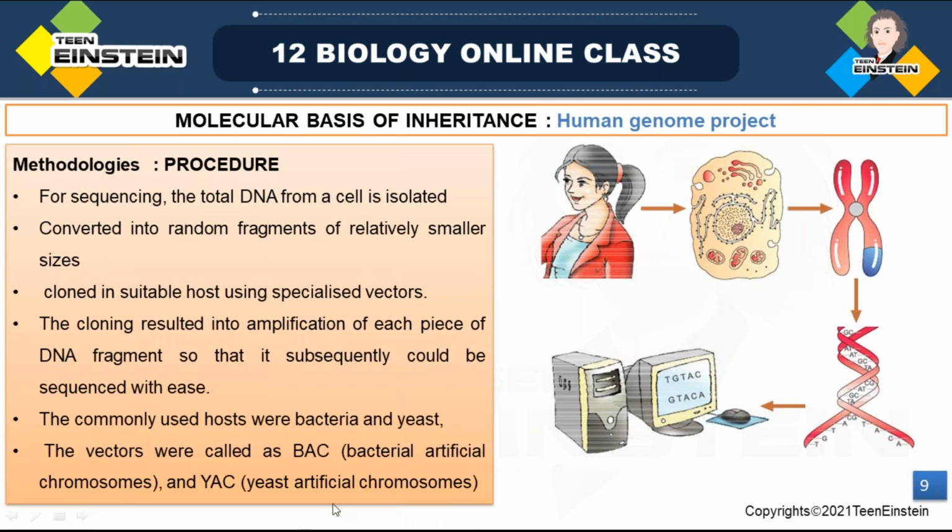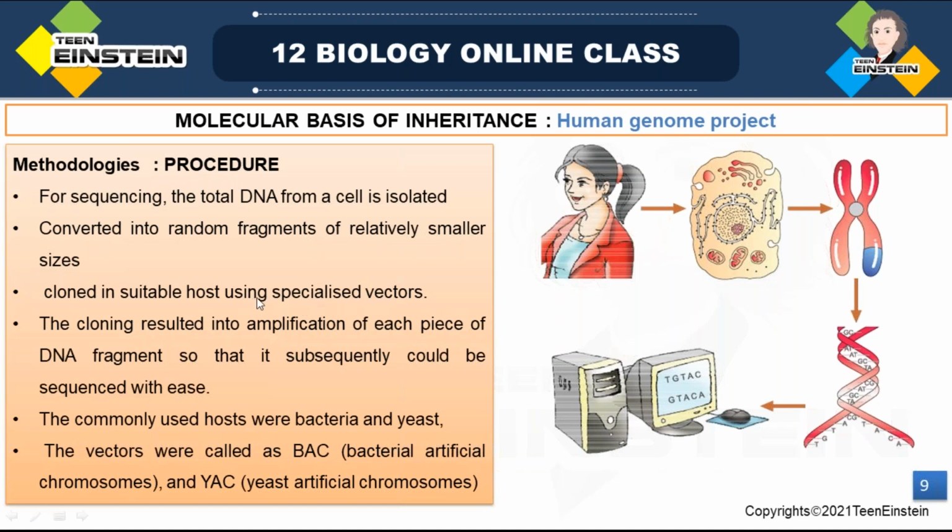Yeast artificial chromosome, YAC. Okay. So for sequencing, first the total DNA is isolated from the cell and then it is made into random fragments, with smaller size, because the long polymer of DNA is technically difficult to sequence. So first we are making that into smaller sizes, then cloning in a suitable host.